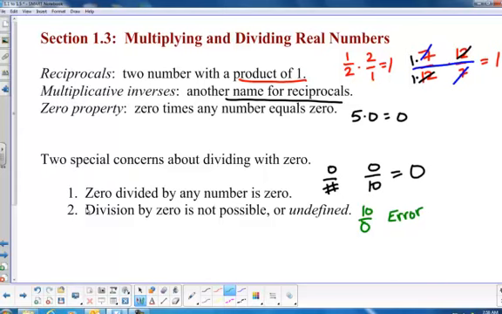0 doesn't go into anything. Like 0 times nothing gives you 10. So that's why it's undefined. This doesn't exist. It is nothing. It's nowhere. This is the number 0. 0 divided by 10, 10 times what is 0? That's 0. The other thing, undefined.